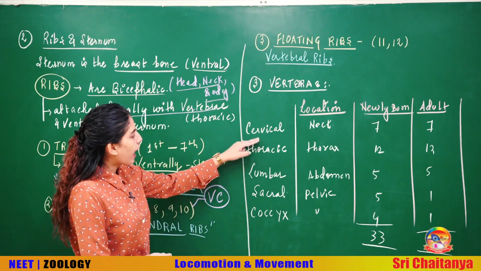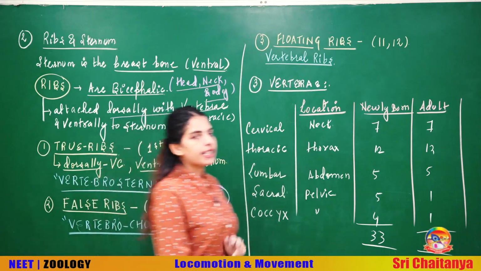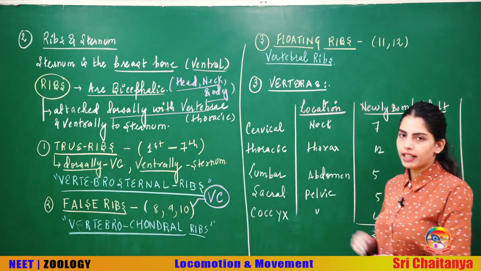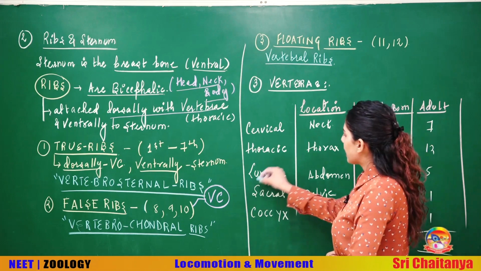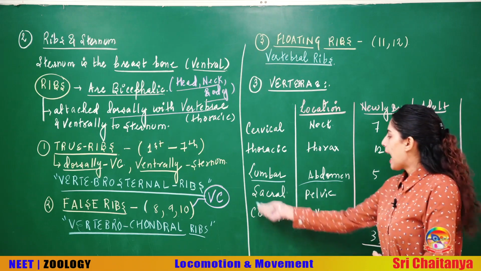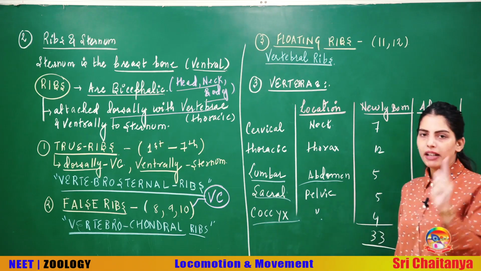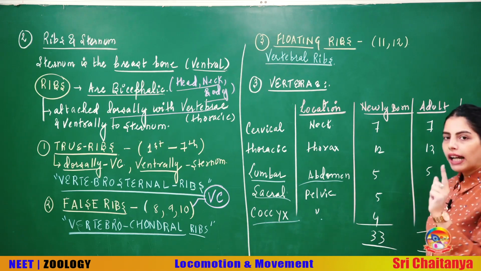Now, let us see the names of the vertebrae first. Cervical vertebrae are located in the neck region. Thoracic vertebrae are located in the thorax area. Lumbar vertebrae are present in the abdominal area. And sacral and coccygeal vertebrae are both present in the pelvic region. Now, look at their number.